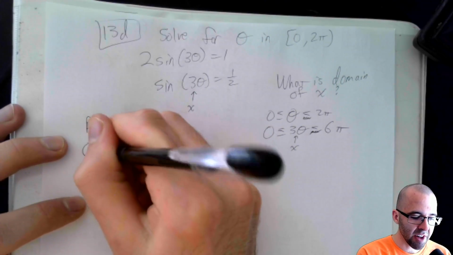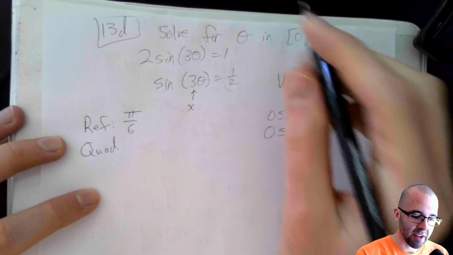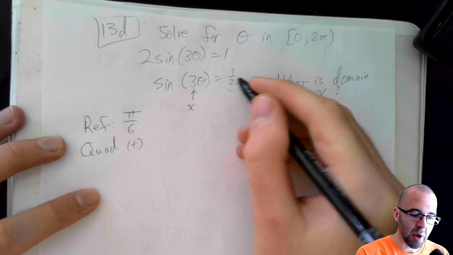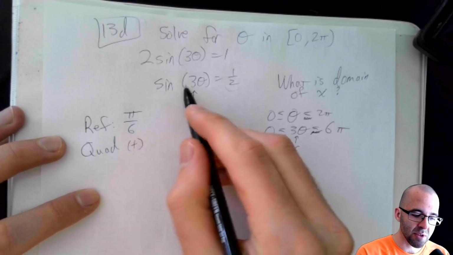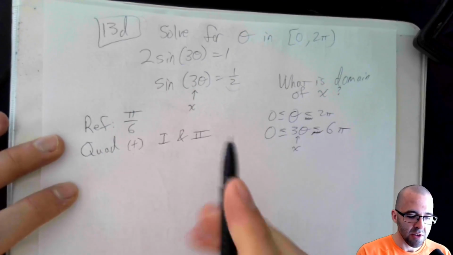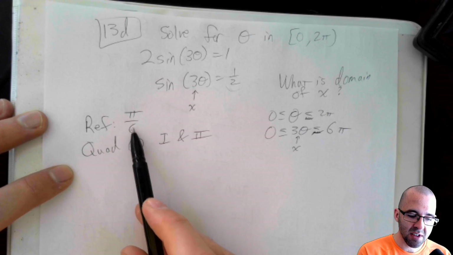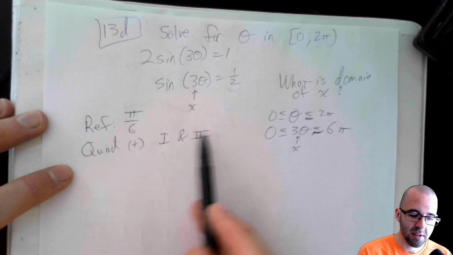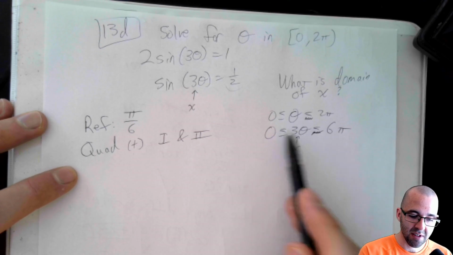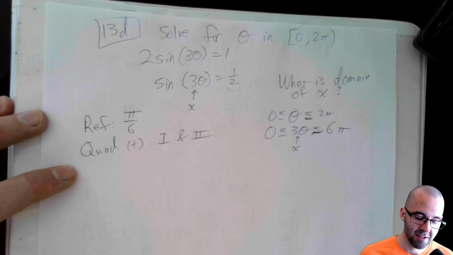And then again, we need to figure out what quadrants sine is positive in. It's equal to a positive 1/2. We get quadrants 1 and 2. So then we need to find the angles with a reference angle of pi over 6 in these 2 quadrants, and find all those coterminal angles in the first 3 rotations.